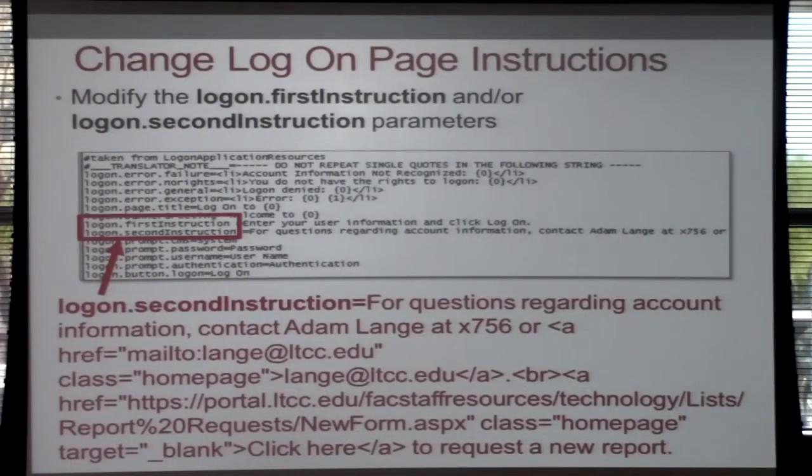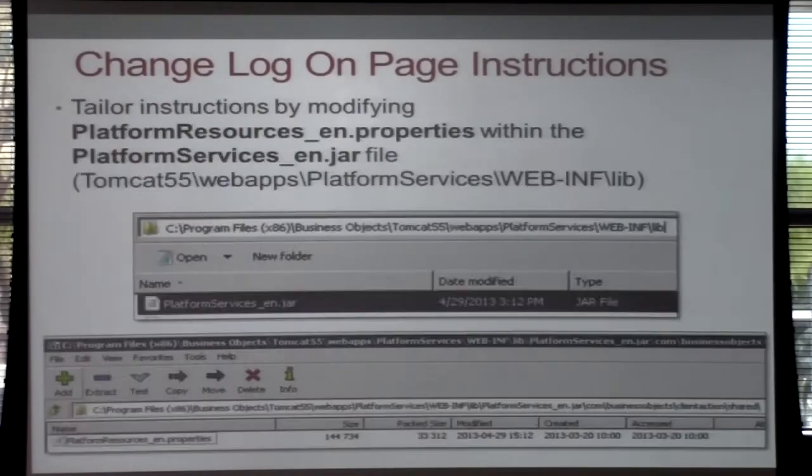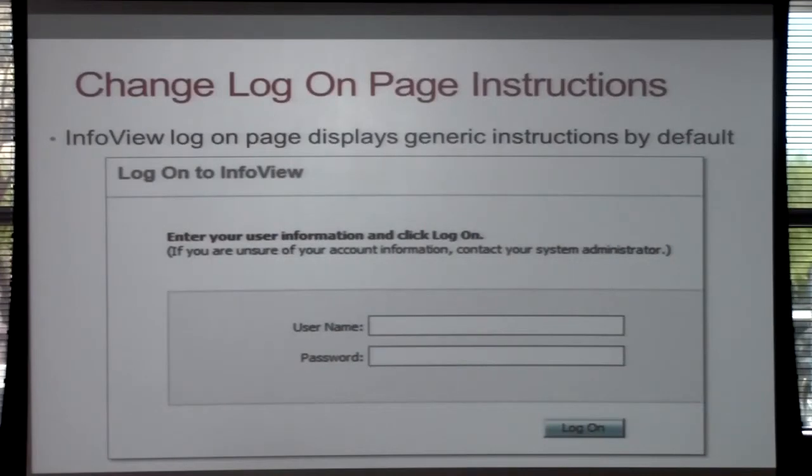So just like that web.xml file, platform resources .properties is a big set of parameters. Okay? And two of the parameters that you'll find in that file, one is called logon.first_instruction, and another one is called logon.second_instruction. Those define what's displayed on the first and second line of that instruction text. Okay, so you can define them separately.